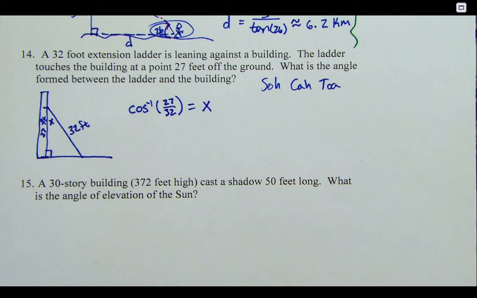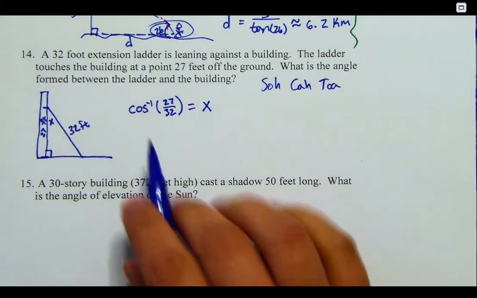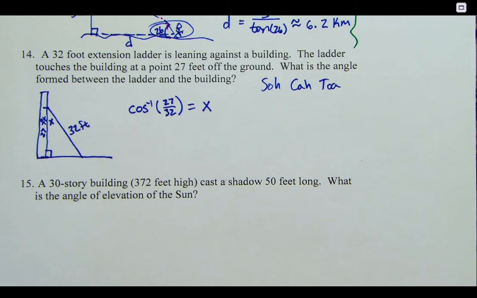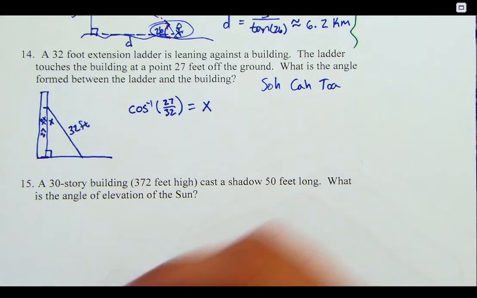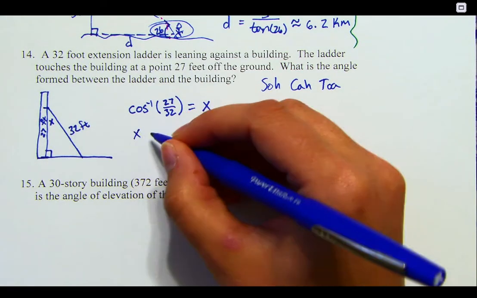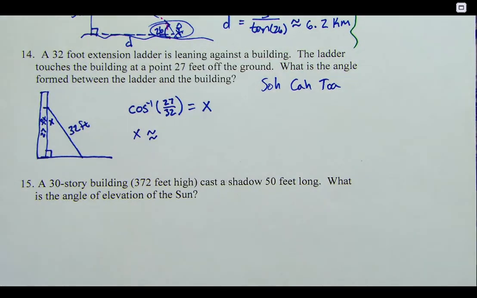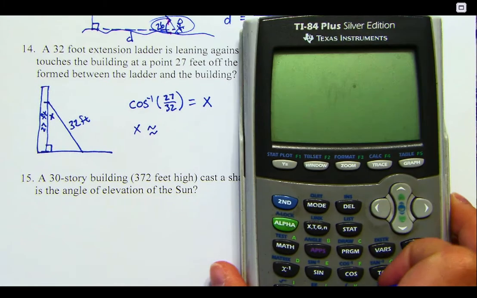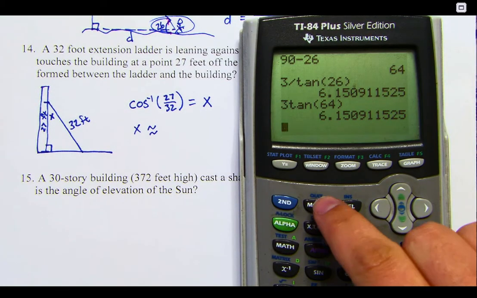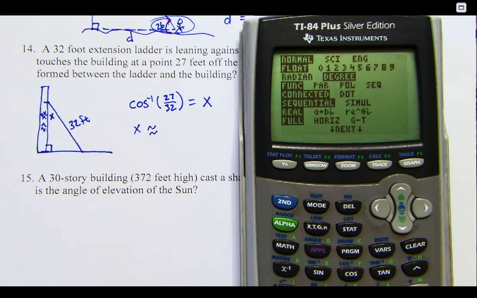So at this point, I'm just typing this into the calculator. And again, it doesn't tell us where to round, so we are going to be rounding to the nearest tenth. So x is going to be approximately something. So again, on my calculator, make sure in your mode button that you're checking that it's in degree. Mine still is.